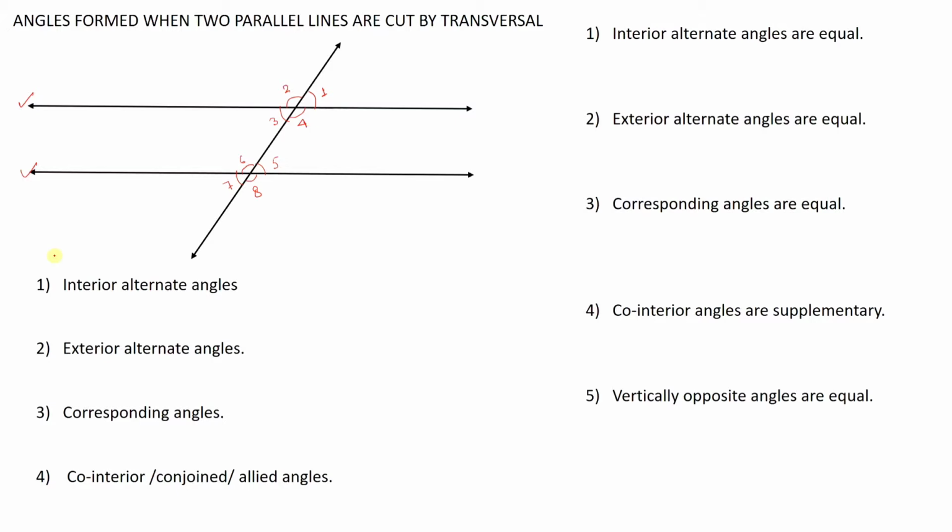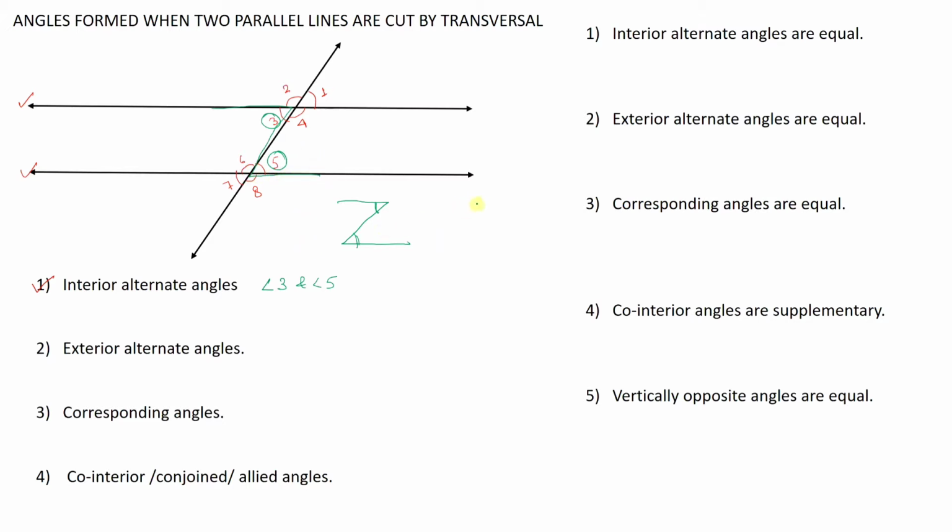First one is interior alternate angles. Let me highlight it. This one is an interior alternate angle, 3 and 5. Angle 3 and angle 5 are interior alternate. To identify this, if I draw a Z-like structure, then this angle and this angle are interior alternate angles. So look at this diagram. Here a Z-like structure is being formed. So 3 and 5 are interior alternate angles.